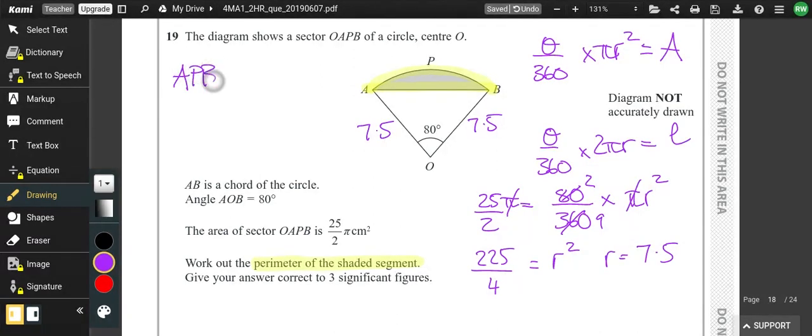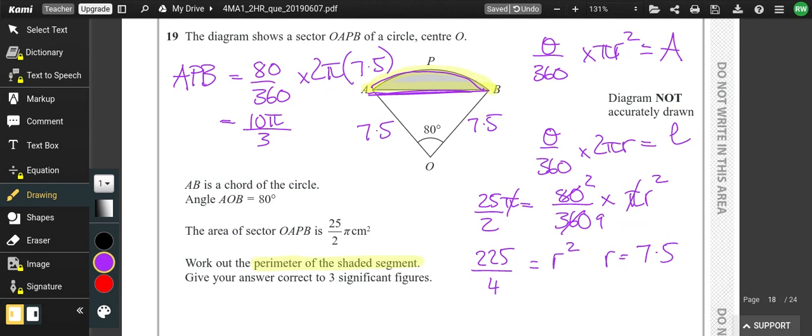APB, that arc length, is going to be, using that formula that I mentioned earlier, 80 over 360 times 2 pi, and the r we now know. So APB is 80 over 360 times 2 times 7.5 times pi. 10 pi over 3. So we've now worked out APB, that bit there. We just need to work out the line AB there.